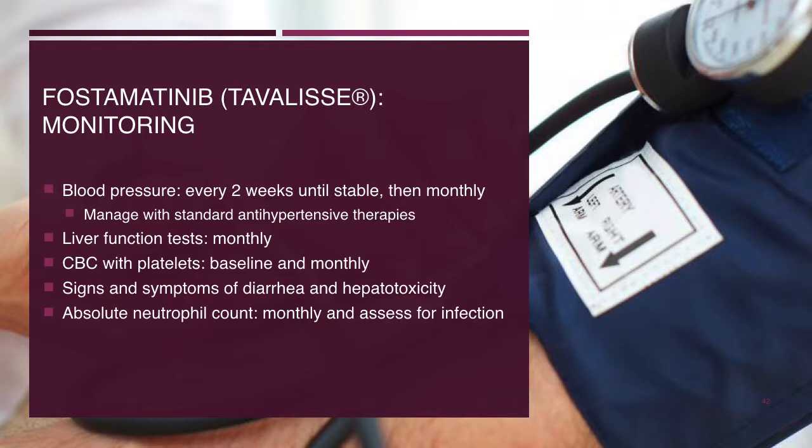Monitoring for fostamatinib involves blood pressure every 2 weeks until stable, and then monthly. Liver function tests, CBC with platelets, and absolute neutrophil count should be assessed monthly, and then assessment of signs and symptoms of diarrhea and hepatotoxicity should also be done.